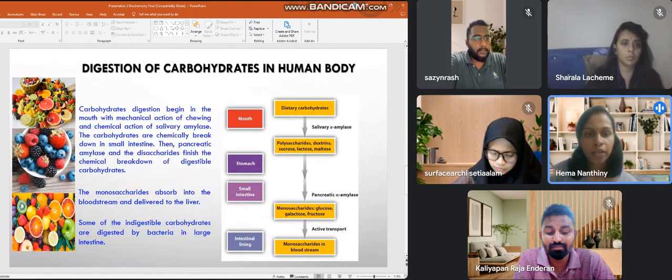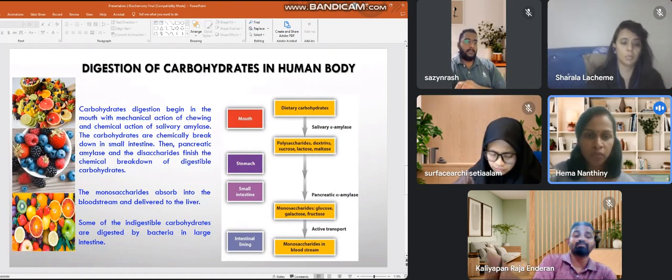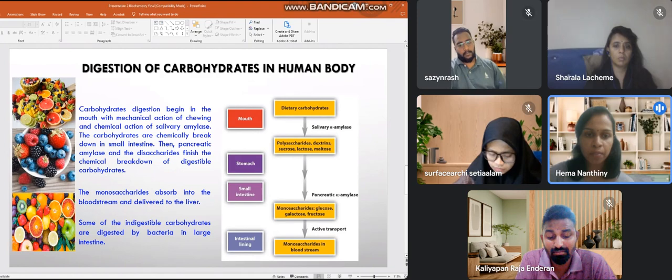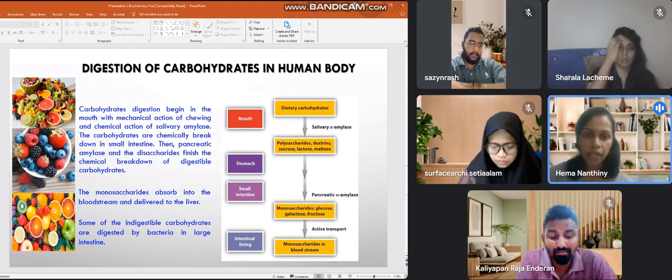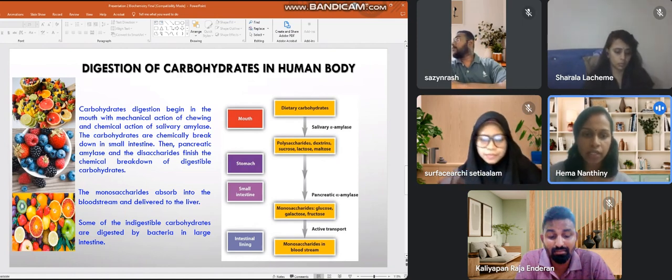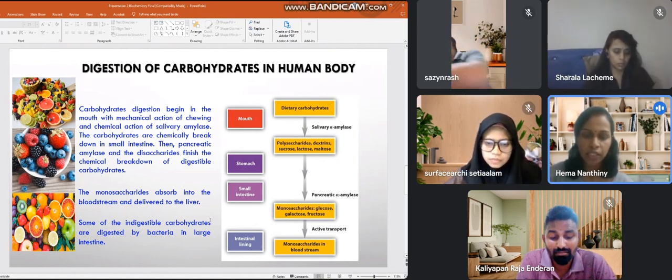Thanks, Raj. Okay, I will explain the digestion of carbohydrates in the human body. Carbohydrate digestion begins in the mouth with the mechanical action of chewing and the chemical action of salivary amylase. The carbohydrates are chemically broken down in the small intestine. Then the pancreatic amylase and the disaccharidases finish the chemical reaction of digestible carbohydrates. The monosaccharides are absorbed into the bloodstream and delivered to the liver. Some of the indigestible carbohydrates are digested by bacteria in the large intestine.